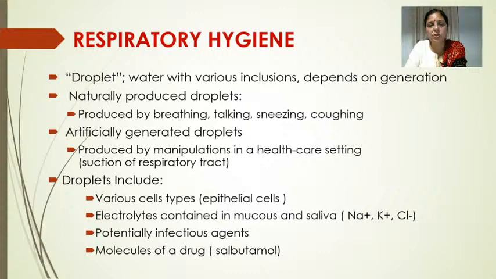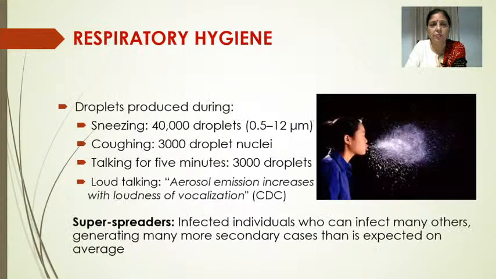The droplets would include various cell types, that is epithelial cells, or electrolytes which are contained in the mucus and the saliva, that is sodium, potassium and chloride, and certain potentially infectious agents. And if we are doing a spray of salbutamol, that is the drug spray, to a patient, then it could contain even molecules of the drug. So the droplet would be the material, that is the inclusion, which has a coating of water and mucus. That is how the droplet is formed.